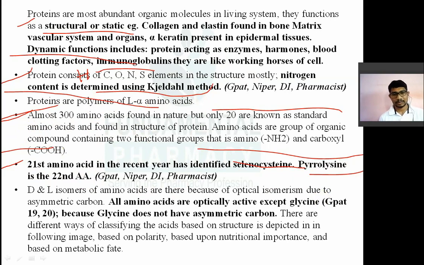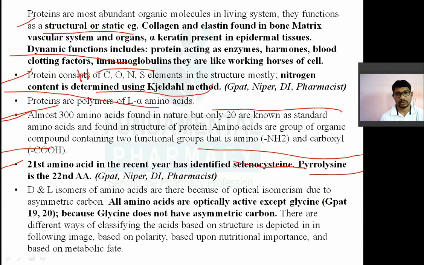तो क्या कर सकते। ओके, like they will ask you: one of the following sentences is not true regarding amino acid, and they will give the options like this. Amino acid will have both groups, that is amino plus carboxylic acid. Then 300 amino acids are found in nature, but only 20 amino acids are known as standard. That is also correct. Then 21st amino acid is known as selenocysteine. That is also correct. 22nd amino acid is known as cysteine. That is wrong. So they can confuse you. They can ask questions like this.